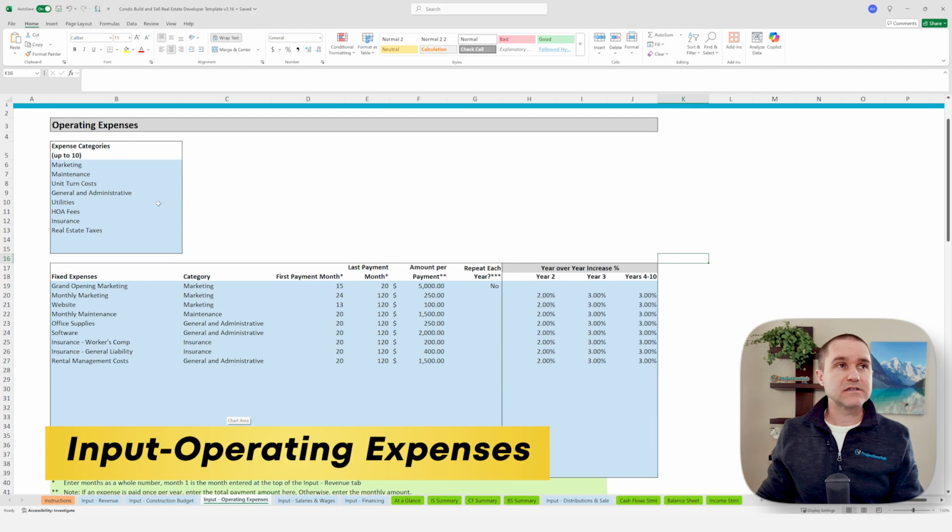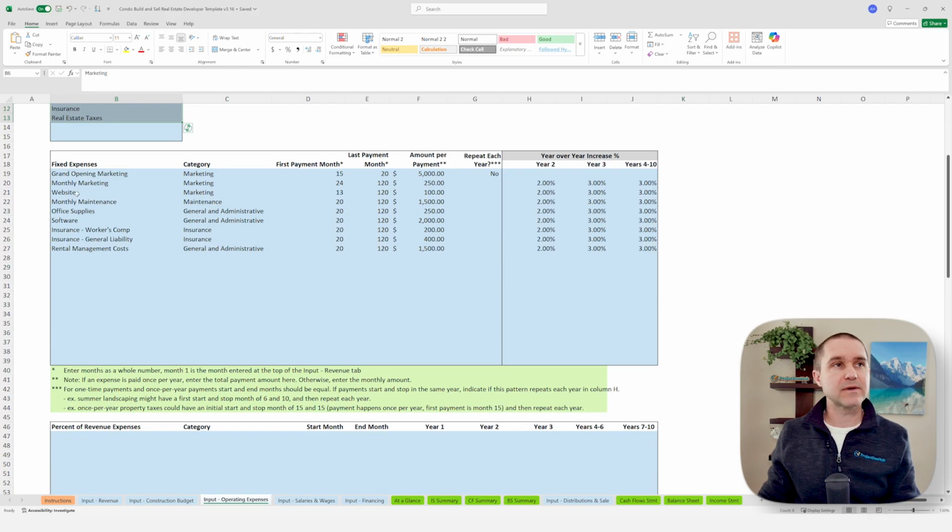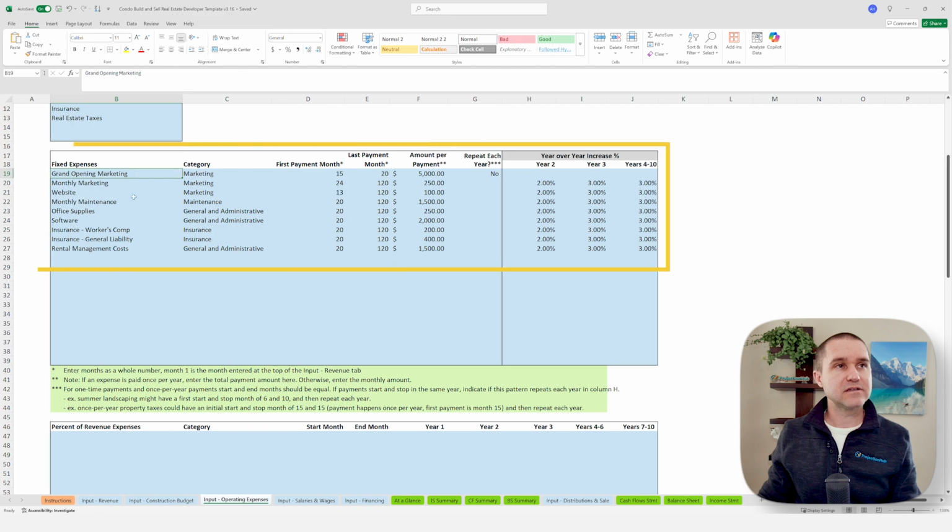On the operating costs, we can set up to 10 different overarching expense categories, and then you can have these fixed expenses here. You can set the different names of the fixed expenses and then select the category from above. And you can say what's the first month that we're going to start paying for this expense. So let's say the website goes live early. It's month 13. We're going to be mid-construction, but we want the website up, starting to market.